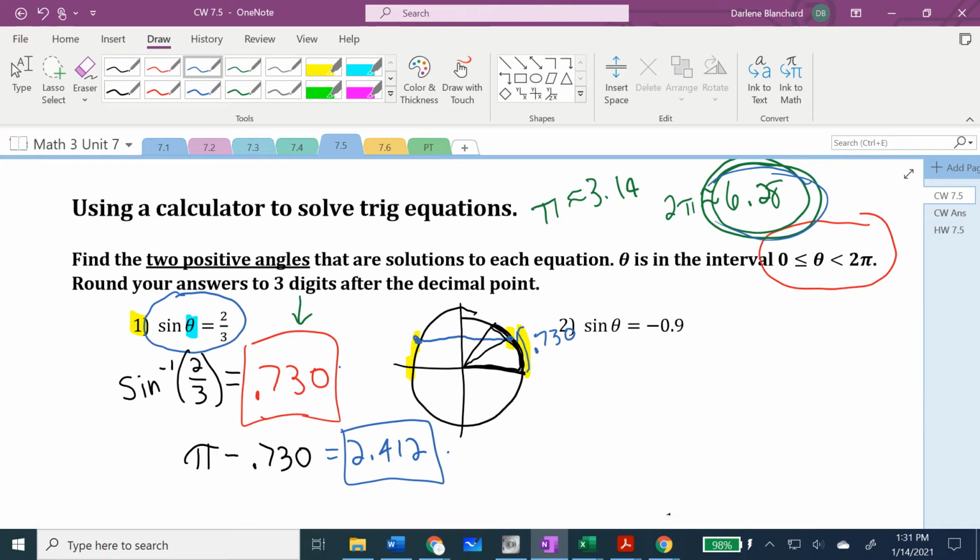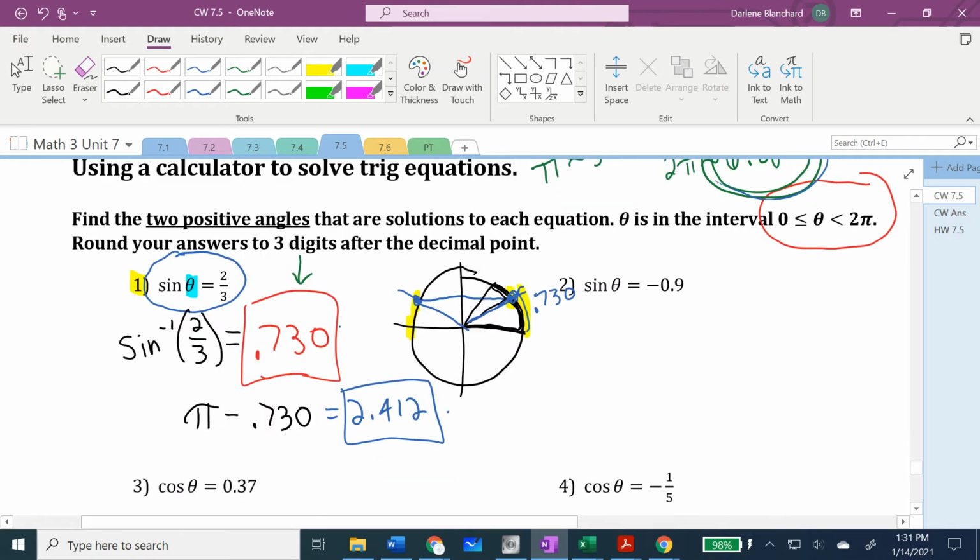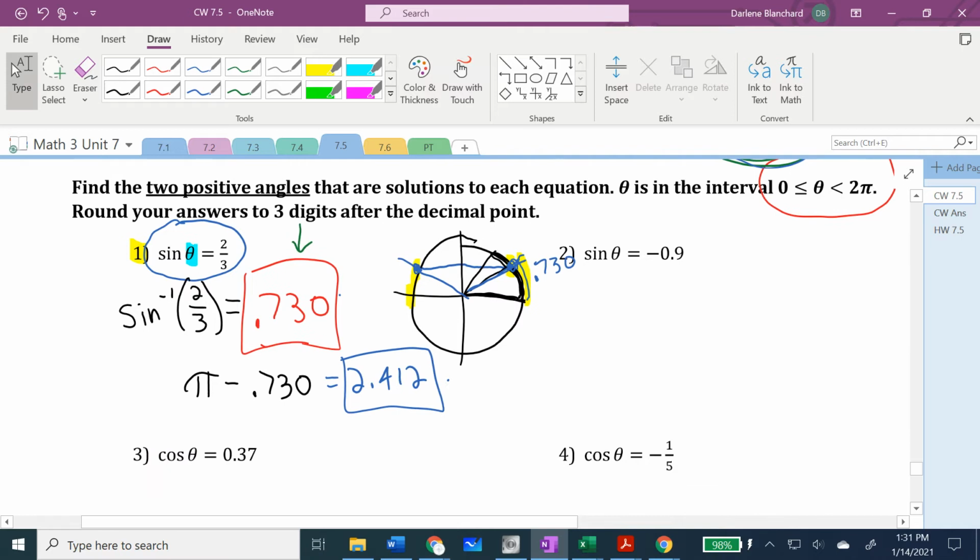And if you need to know any other angles, any other solution is going to be coterminal with one or the other of these angles. So any coterminal angles can be found by adding or subtracting 2 pi to either of those numbers.